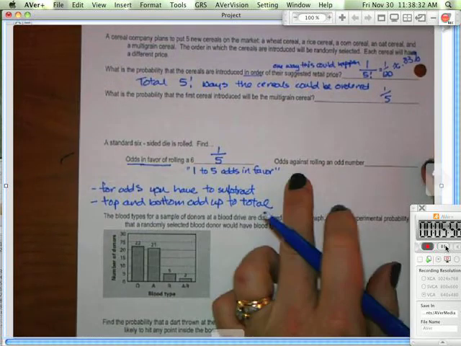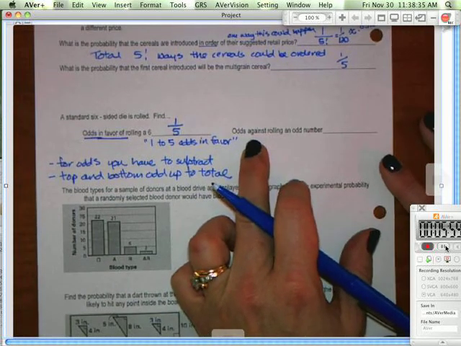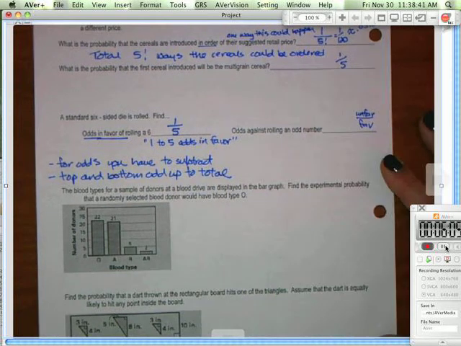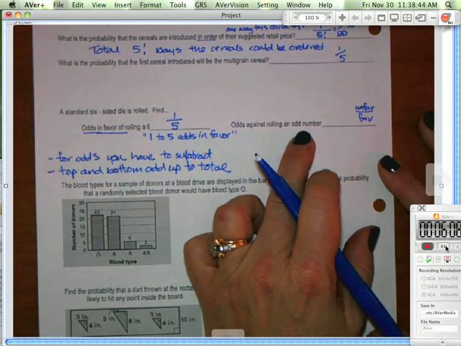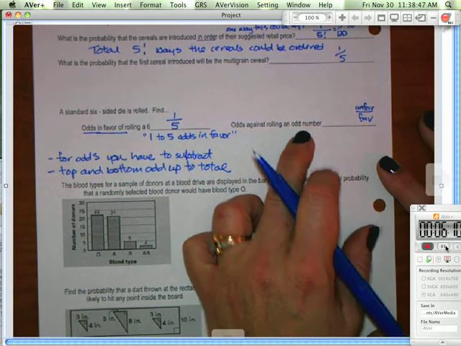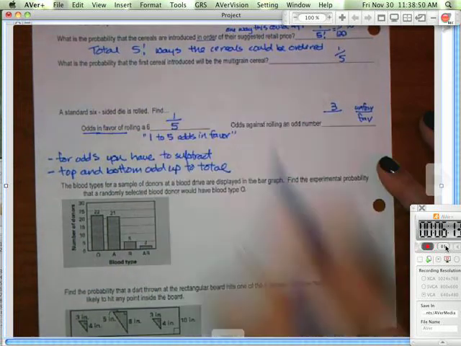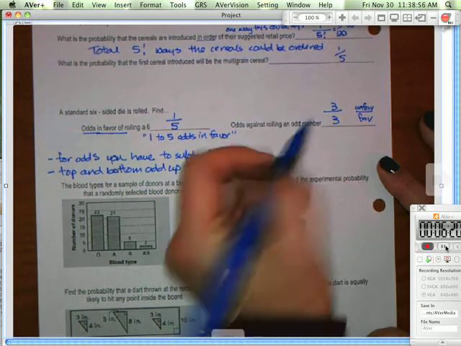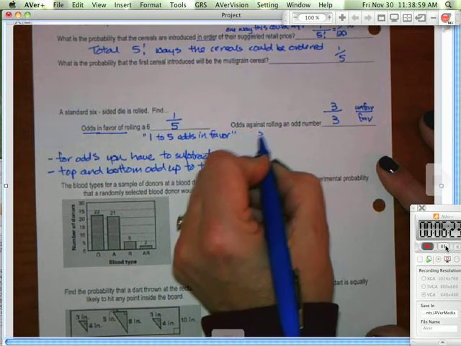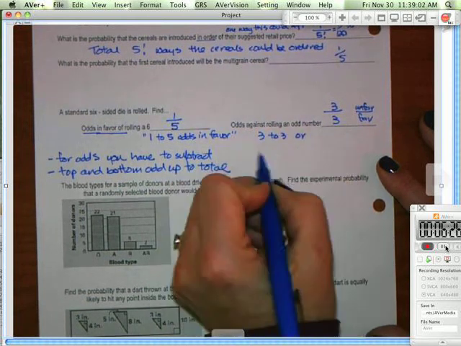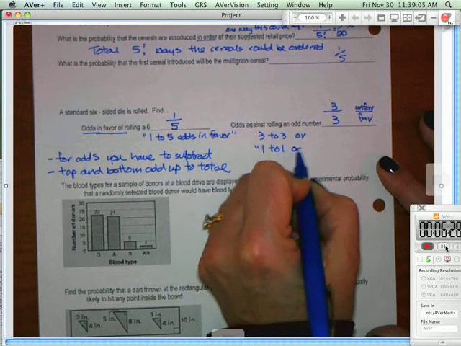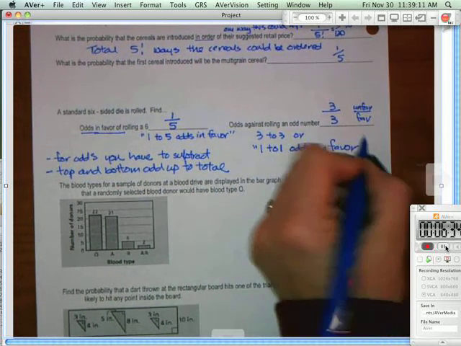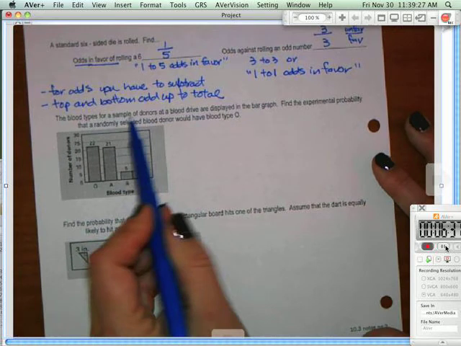Okay? And then let's think about the odds against. So for this one, we want to put the unfavorable over the favorable. Well, the odds against rolling an odd number, there's 3 odd numbers on a die, and there's 3 even. So we're going to put the unfavorable, the ones we don't want, on top, and the favorable on the bottom. So it's kind of odd because these, pardon the pun, these numbers are the same. But we would say 3 to 3, or 1 to 1 odds in favor of this happening.